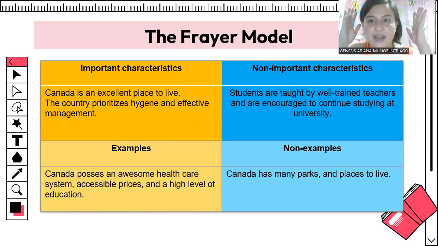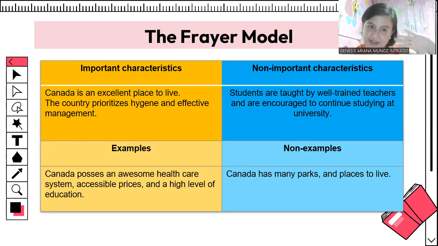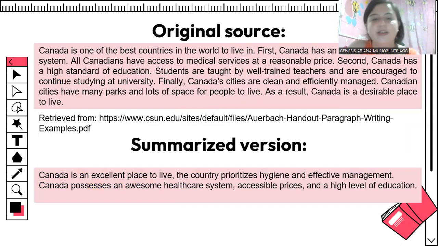So here we have the Fryer model organizer, okay? We have important characteristics, examples, non-important characteristics, and non-examples. As you can see, it is divided into 4 sections. But when we are writing our summary, we are going to focus on just the yellow ones, okay? The important characteristics and the examples.